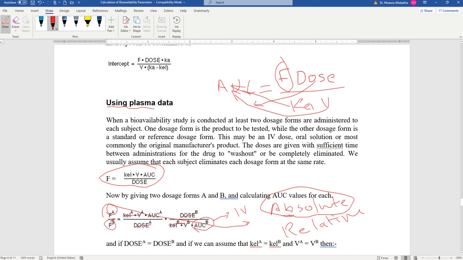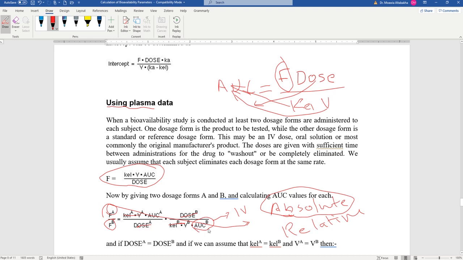When it's any other extravascular route, for example intramuscular, oral, subcutaneous, whether it is the same as the route of administration of A, A may be oral and B intramuscular, that is relative. Or oral over oral, and that's the usual case, you compare similar things. Oral divided by oral gives you relative, oral divided by subcutaneous gives you relative, okay? But oral or intramuscular or subcutaneous divided by IV gives you F absolute. Okay, this has to be clear to you.